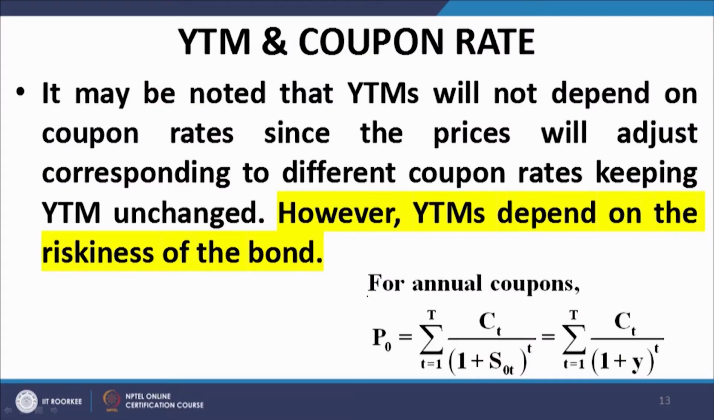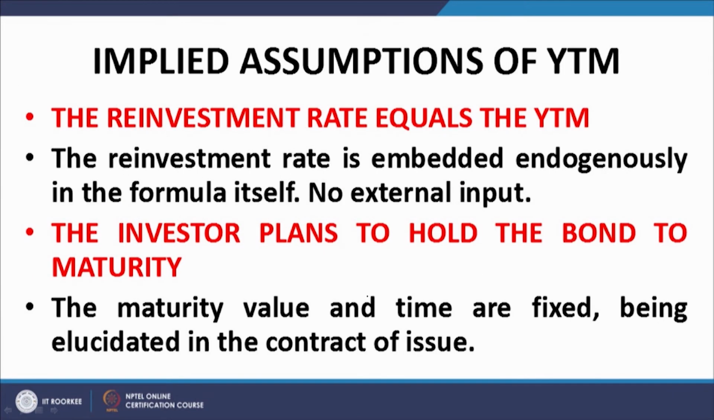YTM, as I mentioned, is in essence a discount rate, but a risk adjusted discount rate. So, if there are two bonds which have similar riskiness, they would return the same YTMs. However, YTM depends on the riskiness of the bond. That is what I have emphasized again and again. YTM is the risk adjusted discount rate. Implied assumptions that go into the YTM.